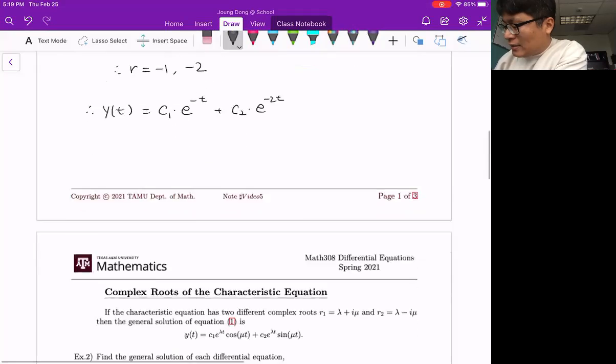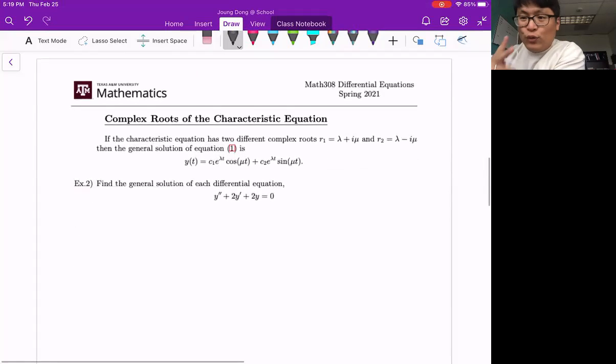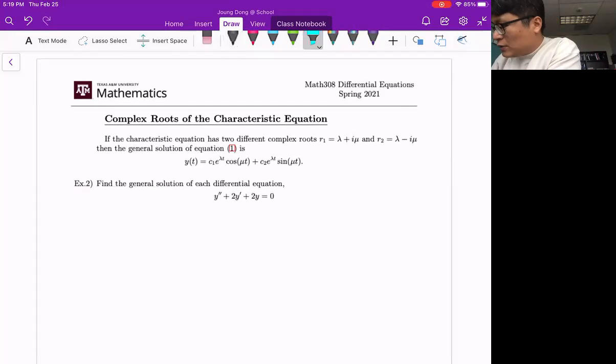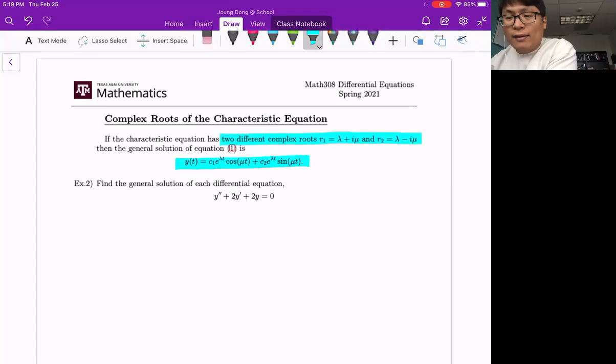The next case, as I told you, is when you have two different complex roots from the characteristic equation. We assume your two different complex roots are lambda plus i mu and lambda minus i mu. Then your general solution is c1 e to the lambda t cosine mu t plus c2 e to the lambda t sine mu t. And let me give you one example. Here we go. Look at that.